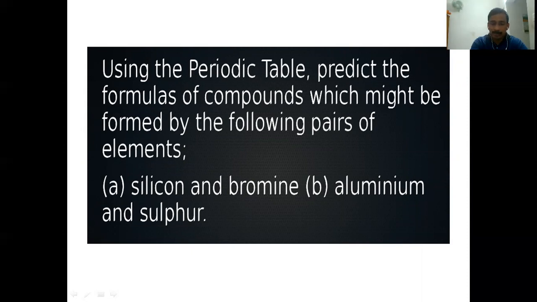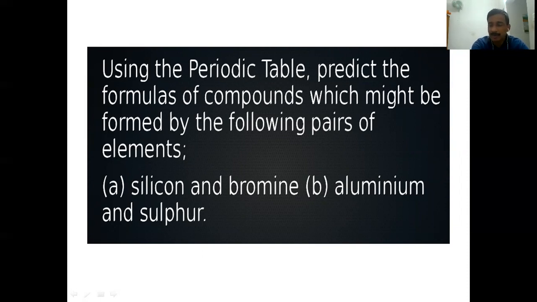A question using the periodic table: predict the formula of compounds which might be formed by the following pairs of elements, silicon and bromine. What is the valency of silicon? Silicon belongs to group 14, valency is 4. And bromine belongs to group 17, valency is 1. It can be 1 or 7, but silicon is more electropositive, therefore bromine has valency 1.